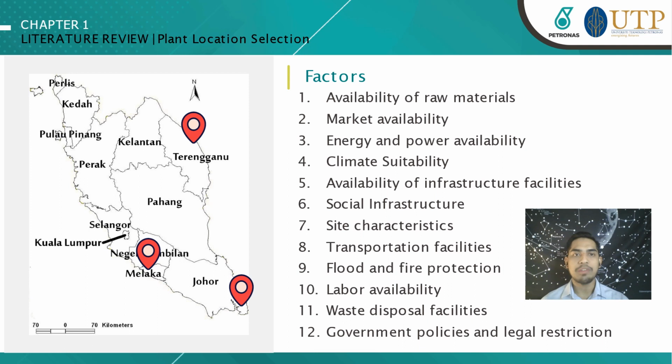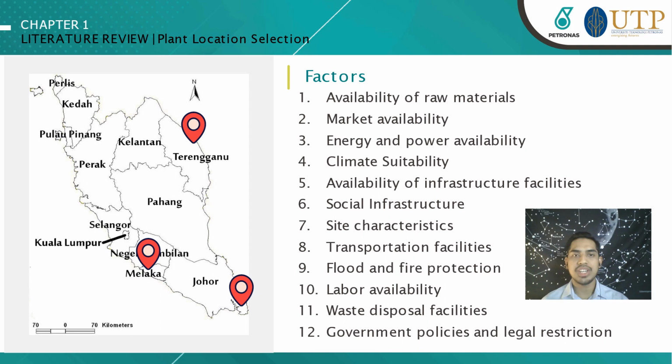There will be 12 factors that are considered in this selection, which are availability of raw material, market availability, energy and power availability, climate suitability, availability of infrastructure facilities, social infrastructure, site characteristic, transportation facilities, flood and fire protection, labor availability, waste disposal facilities, and the last one, government policy and legal research.